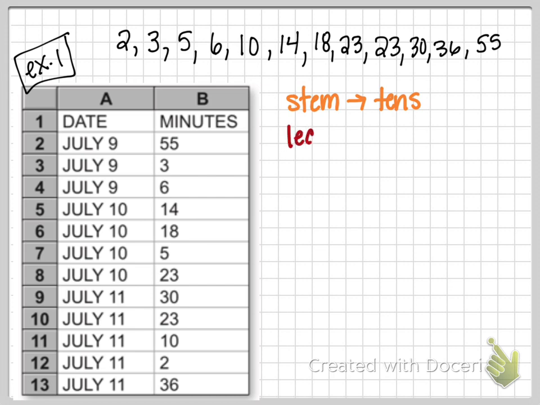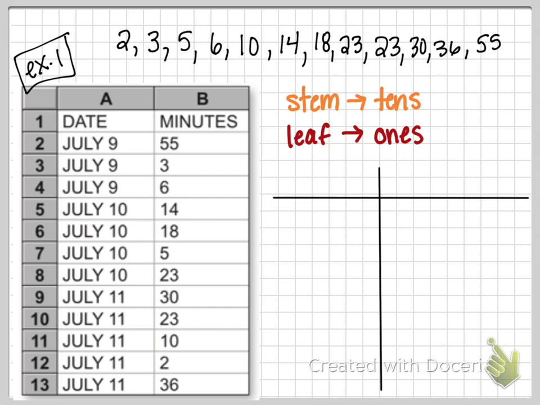And then our leaf would be which digit, which place value? Liam? The ones place. This is a lot of times how stem and leaf plots are set up. Tens and ones, okay? So now we're going to look at each value. We'll set up our stem and leaf. Okay, and then over here on the left will be our stem, and to the right will be our leaf.